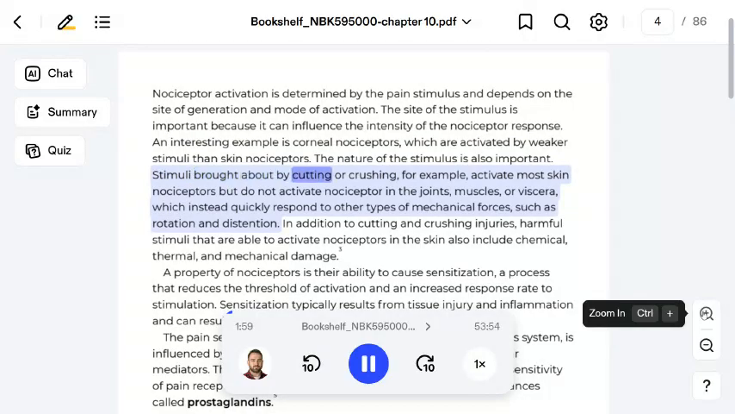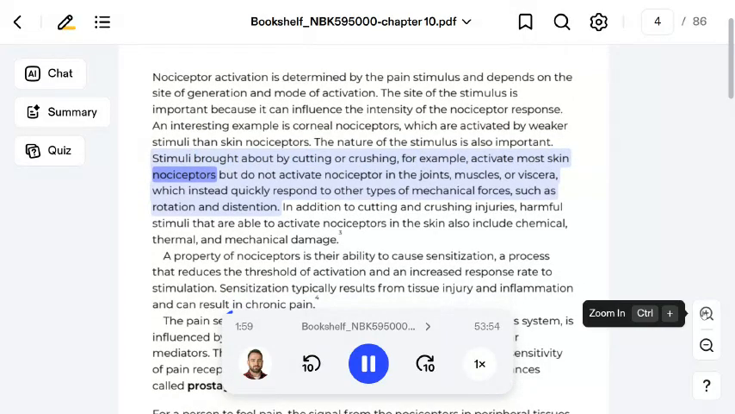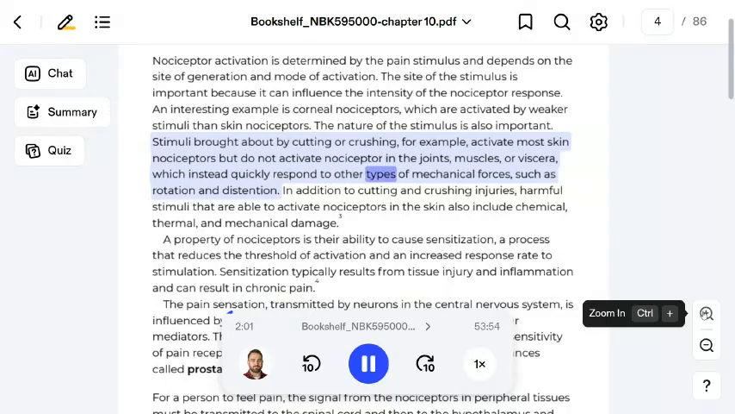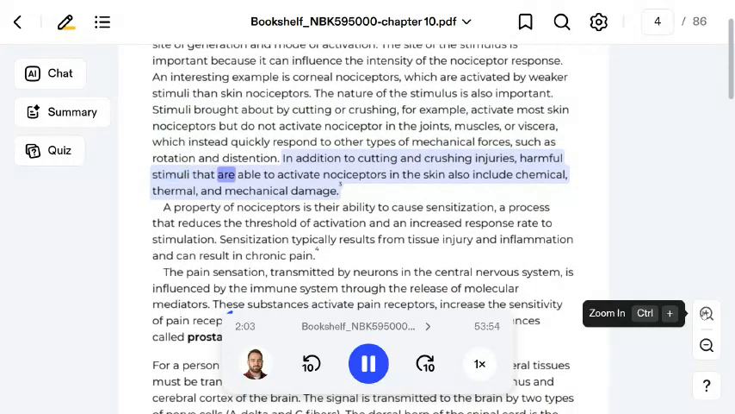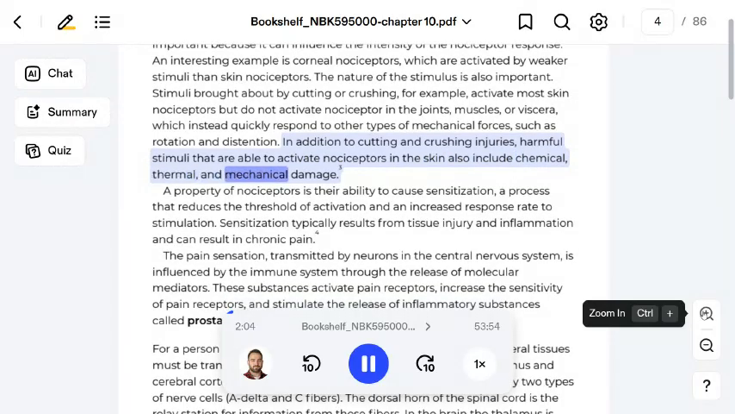Stimuli brought about by cutting or crushing, for example, activate most skin nociceptors but do not activate nociceptors in the joints, muscles, or viscera, which instead quickly respond to other types of mechanical forces, such as rotation and distension. In addition to cutting and crushing injuries, harmful stimuli that are able to activate nociceptors in the skin also include chemical, thermal, and mechanical damage.